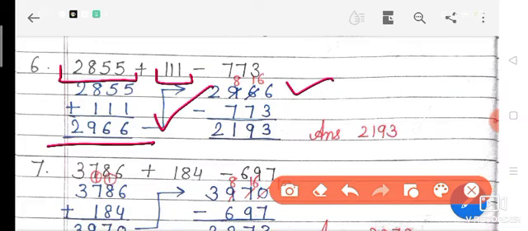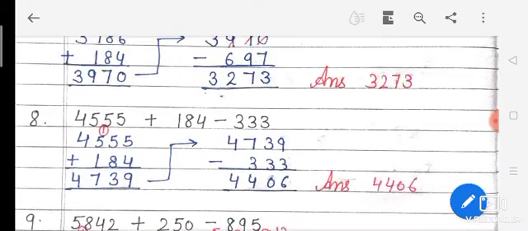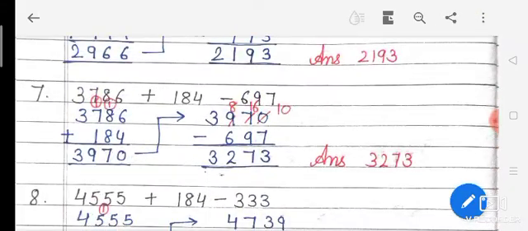Okay, now minus this number. So 6 minus 3 is 3, 16 minus 7, 3 left here and 6 here, so 9. Left with 8 minus 7, 1 and 2, so 2193. Okay students, rest of the parts are also same way.